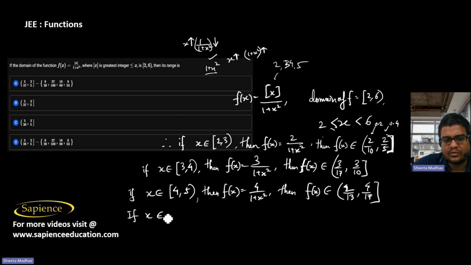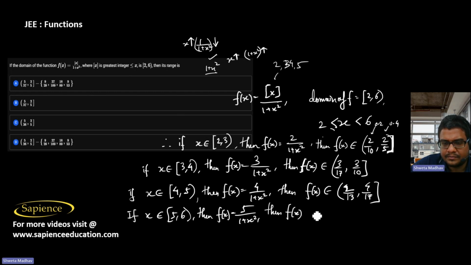And if x belongs to 5 to 6, then the function f of x will be 5 by 1 plus x square. And then the function f of x will belong to, first we will put 6 to get the minimum value. So 6 square 36. So 5 by 37 to 5 by 5 square 25 plus 1, 26, till 5 by 26.